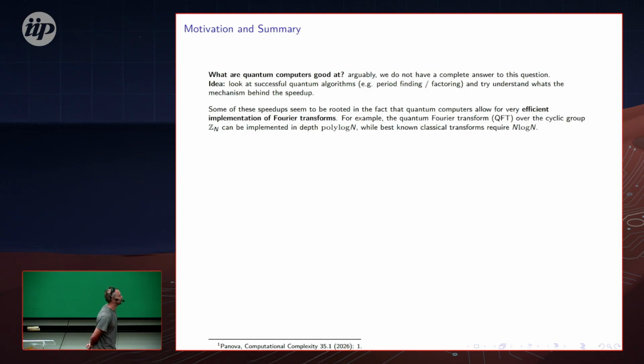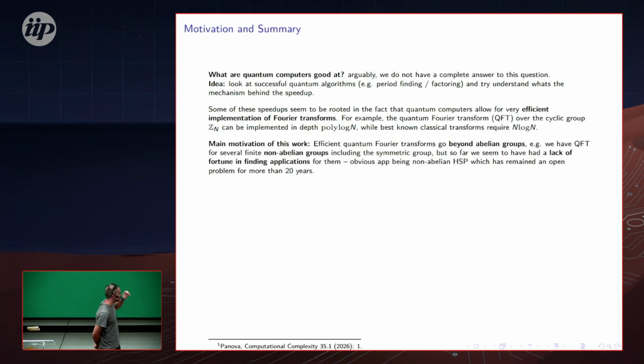For example, the quantum Fourier transform over the cyclic group can be implemented in depth polylogarithmic in the order of the group, while the classical implementations are at least linear in the order of the group. And then this is the motivation of the work. This is not the end of the story.